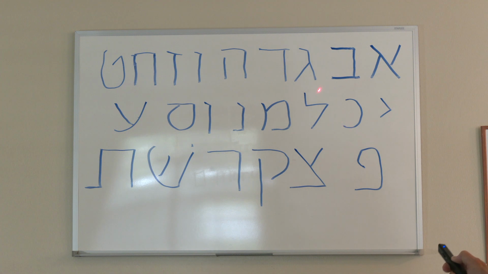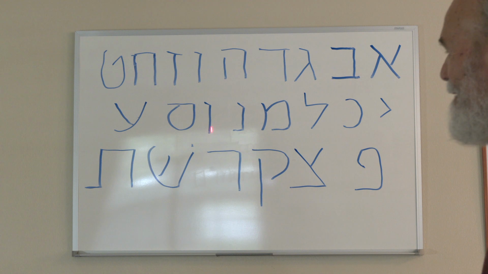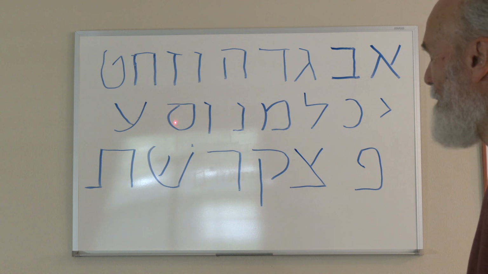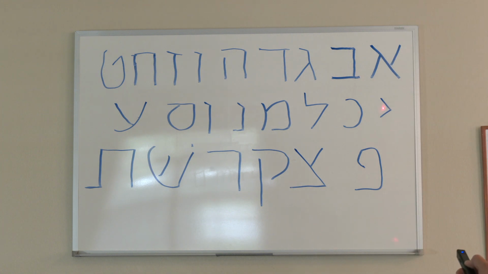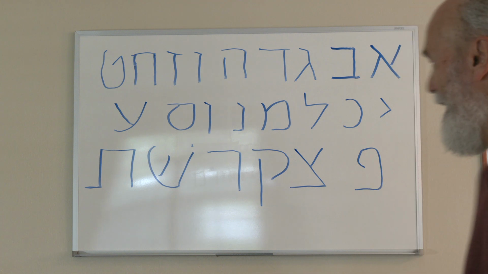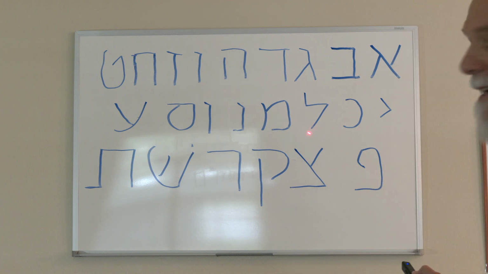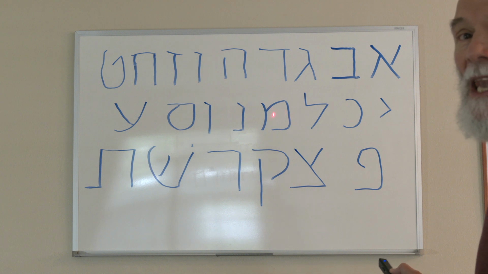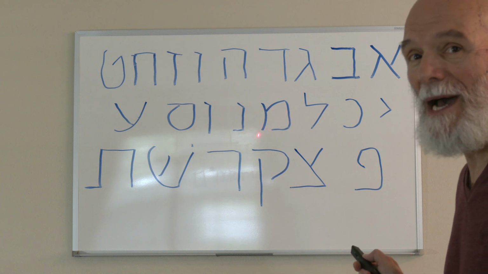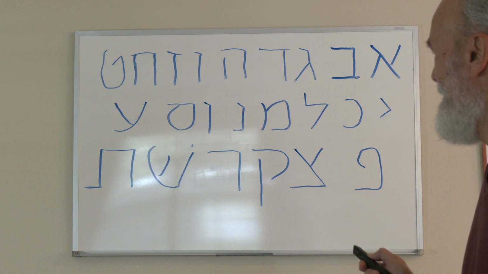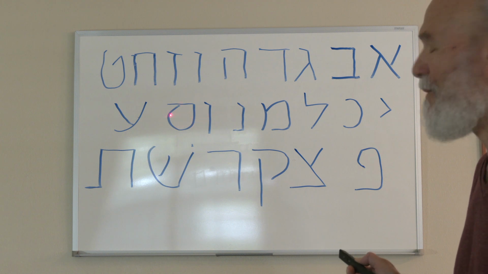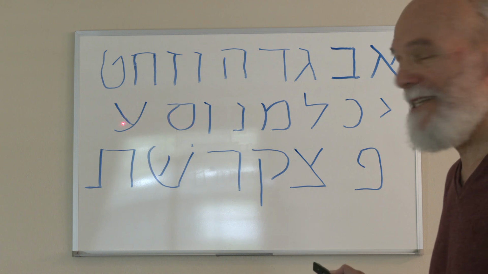Kaf, lamed, mem, nun, vav, somek, ayin. All right, I'm going to go over that again. Yud makes a y sound. Kaf, k sound. Lamed, l sound. Mem, m sound. Nun, n. Vav, v. Somek, s. Ayin.